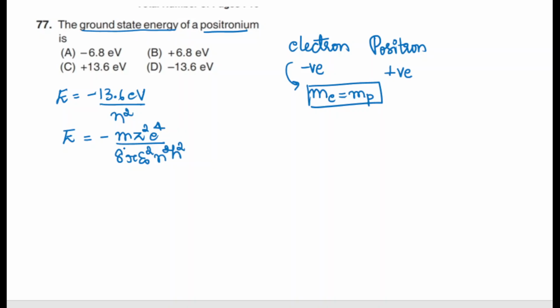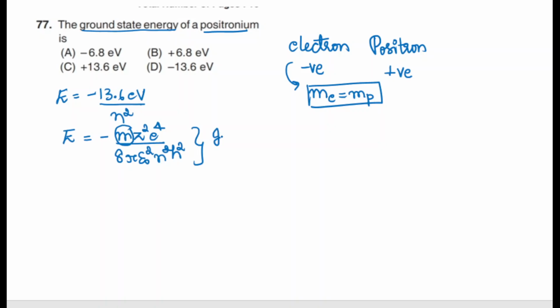So after substituting the mass, z value, the charge of an electron, epsilon naught value and the h square value, that is 6.63 into 10 to the power of minus 34, we are going to get the value to be equal to minus 13.6 electron volt. This is for the infinite mass. The formula is for the infinite mass.